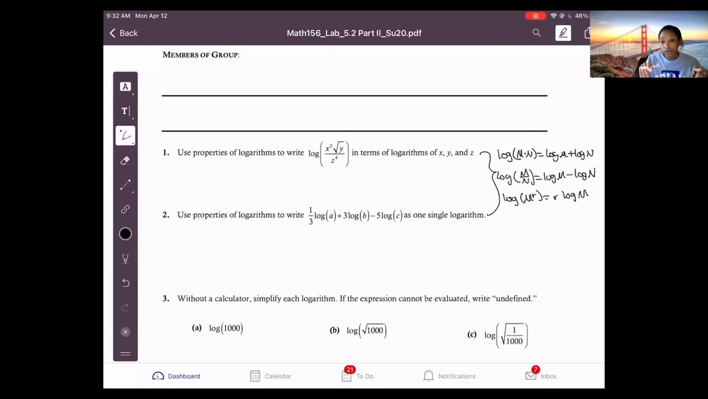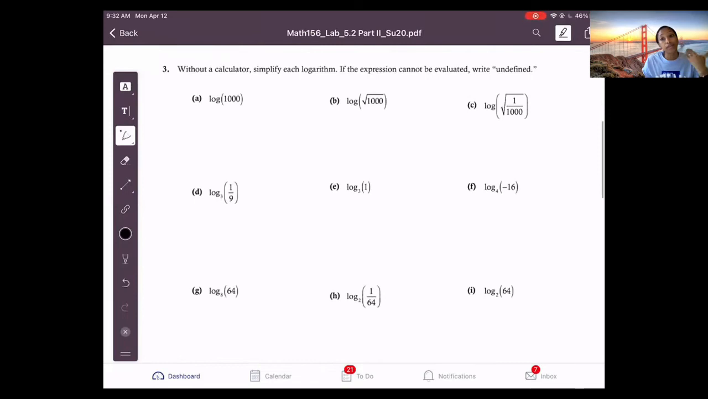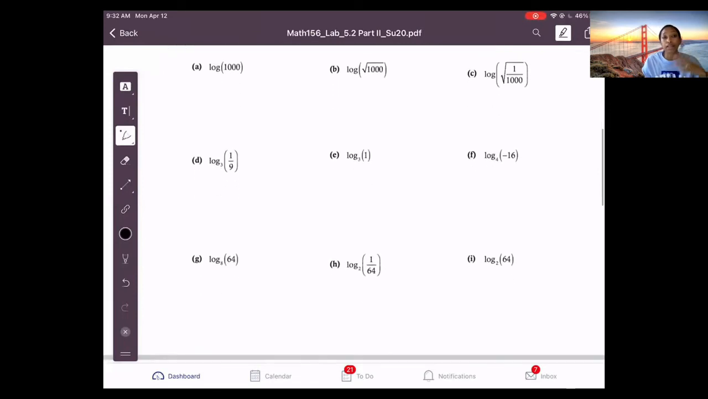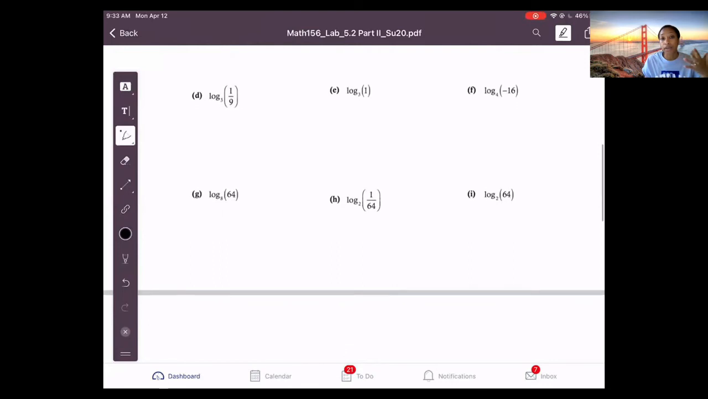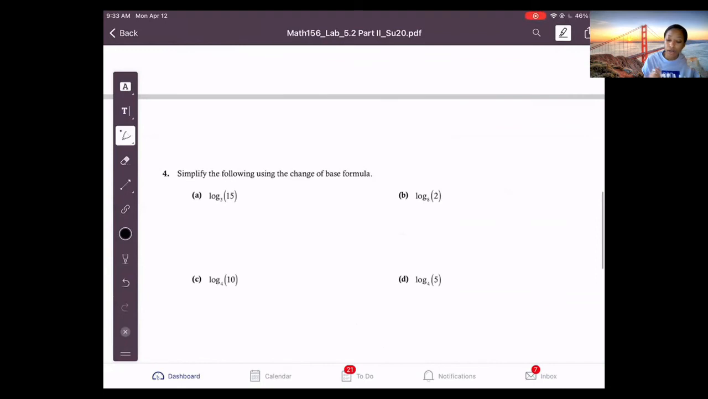Okay, and we're going to use those three properties to do it. For part 3, this is where the fun happens. You want to use all of those properties of logs that we learned to try to evaluate all of these logarithmic expressions. And then for number 4, you're asked to use the change of base formula, which is log base A of x equals log of x over log of A, or ln of x over ln of A. Use this formula to evaluate these logarithms, and you'll need a graphing calculator for this.